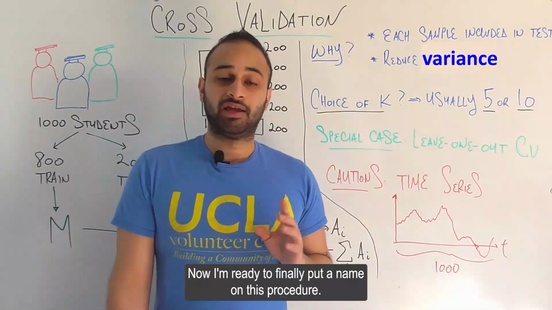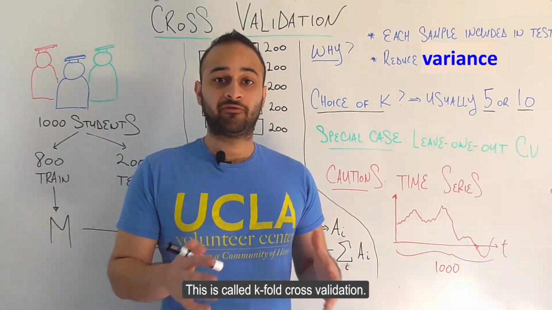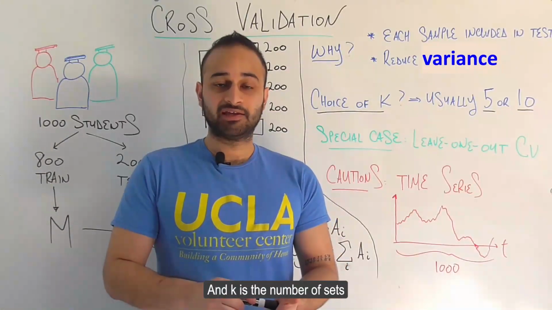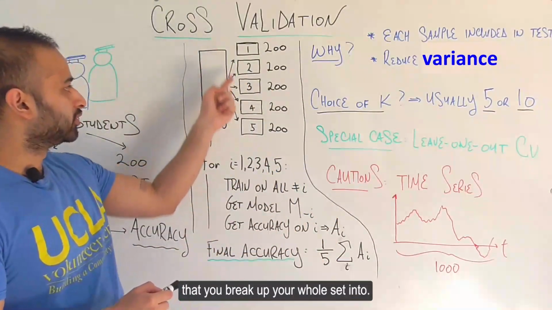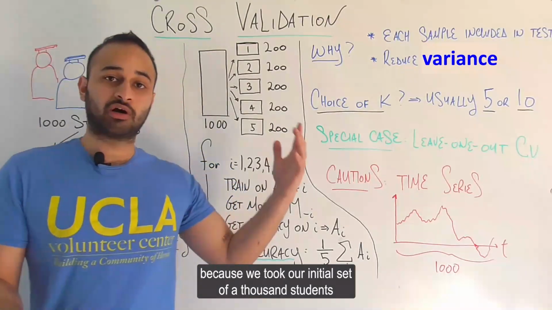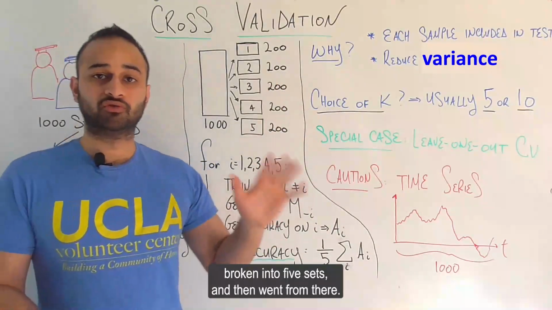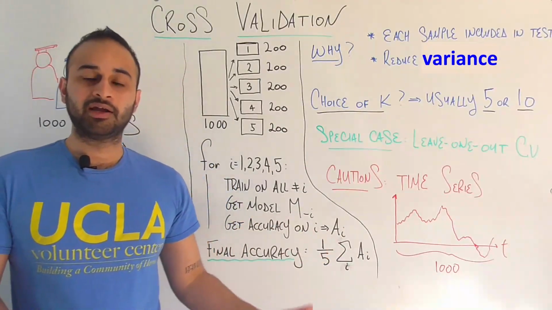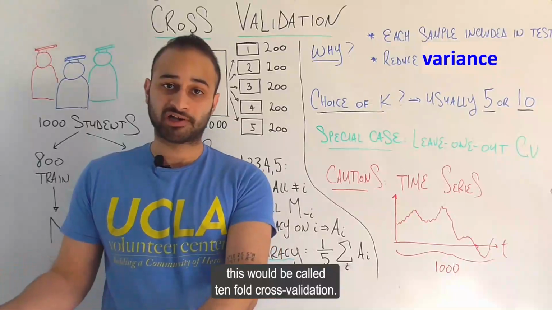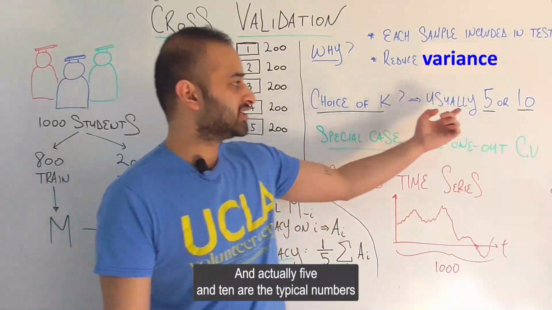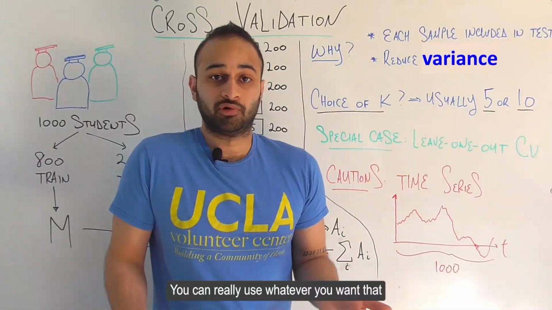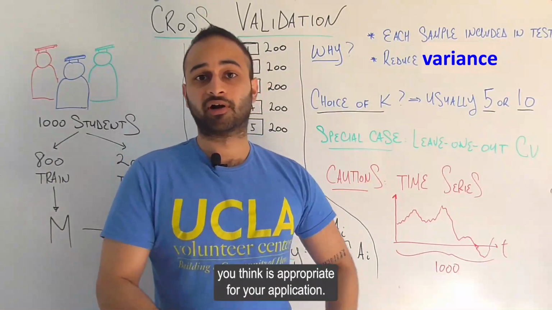Now I'm ready to finally put a name on this procedure. This is called k-fold cross-validation. And here our k was equal to 5, and k is the number of sets that you break up your whole set into. So it's called 5-fold cross-validation for us because we took our initial set of 1,000 students, broke it into 5 sets, and then went from there. If we had broken that into 10 sets of 100 students each, this would be called 10-fold cross-validation. And actually 5 and 10 are the typical numbers that people use in practice, but there's no rule. You can really use whatever you want that you think is appropriate for your application.